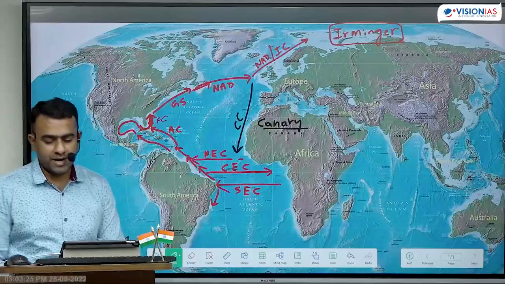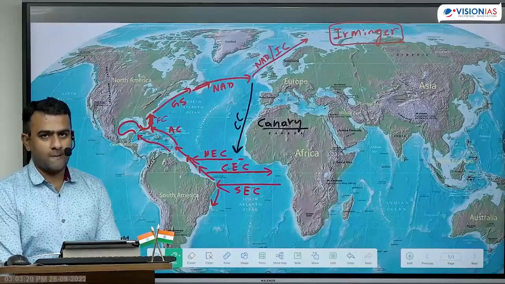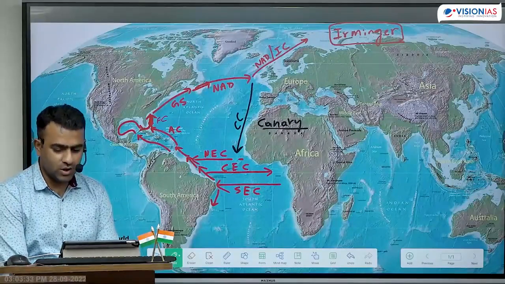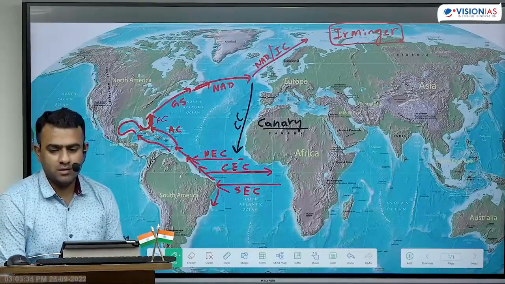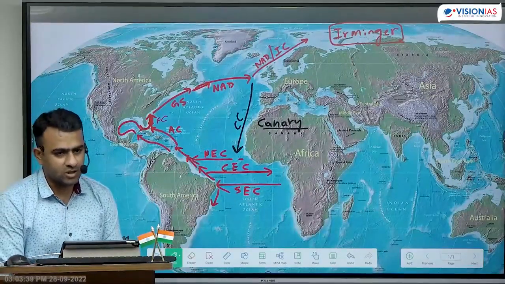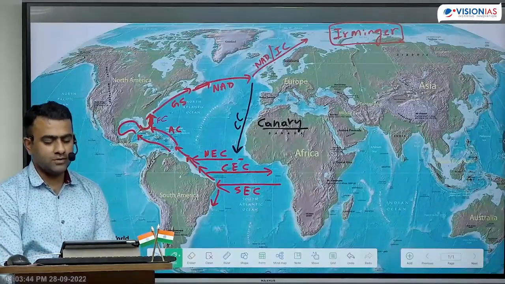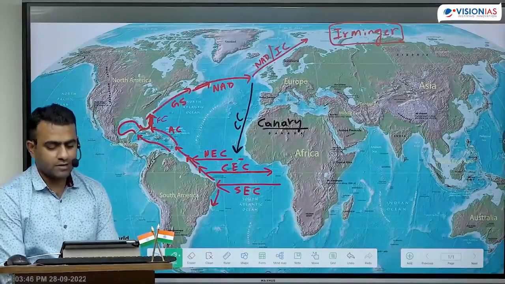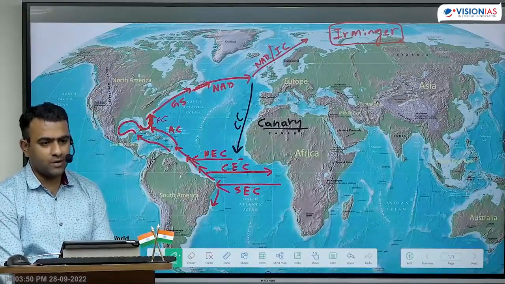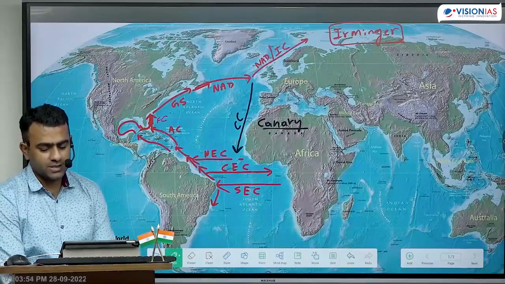And the northern branch joins the North Equatorial Current, NEC. Northern branch joins North Equatorial Current. Full stop. The combined water flows towards Caribbean islands.